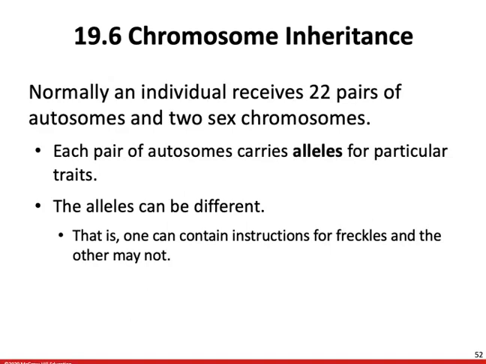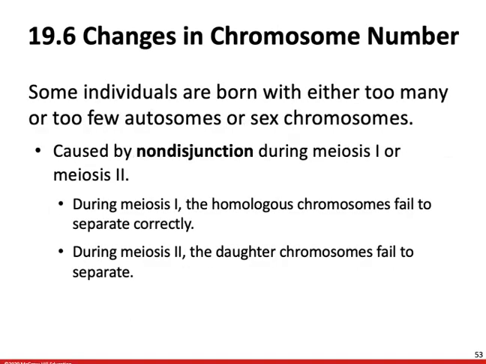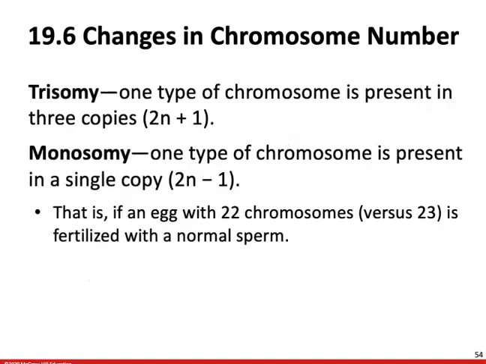What we want to focus on specifically in this section is changes in the chromosomal number. Some individuals may be born with too many or too few autosomes or sex chromosomes. We can see changes in this chromosomal number occur in both autosomes and sex chromosomes. This is going to be caused by a process known as nondisjunction. Nondisjunction during either meiosis 1 or meiosis 2 means that we're going to have a failure to separate. We made a mistake during our seatbelt check. Something wasn't locked down properly, and we have a failure to separate either the homologous pairs or the sister chromosomes.